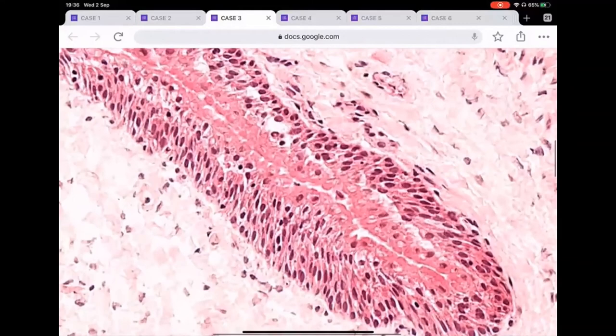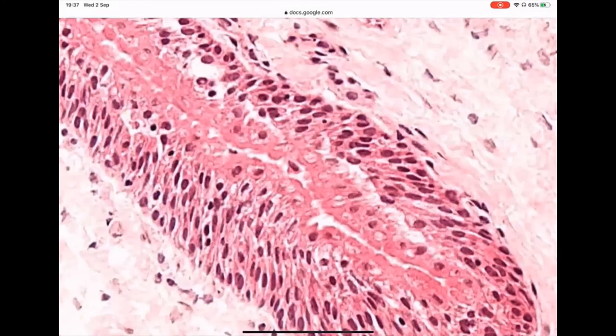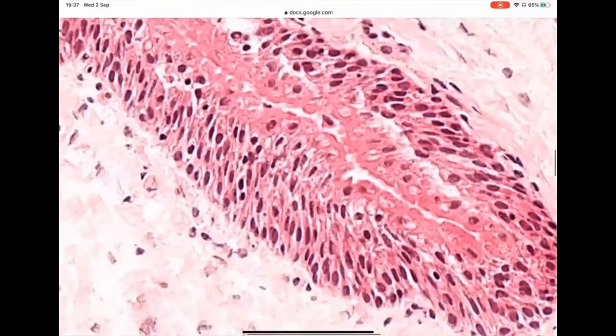The size criteria is very important. Some of the cells, and pay attention to the word some, will acquire four or more times the size of the lymphocytes present underneath in the stroma. And this is important.